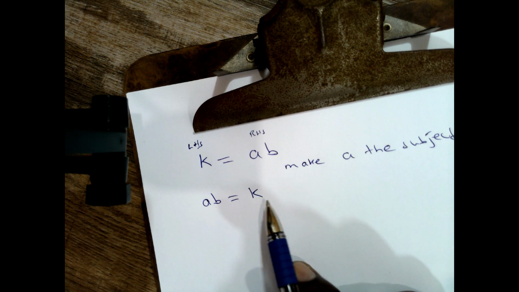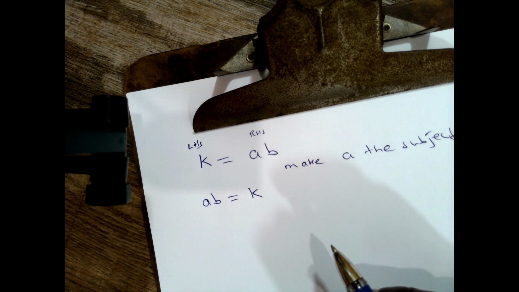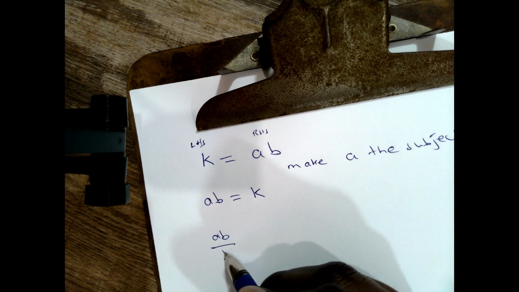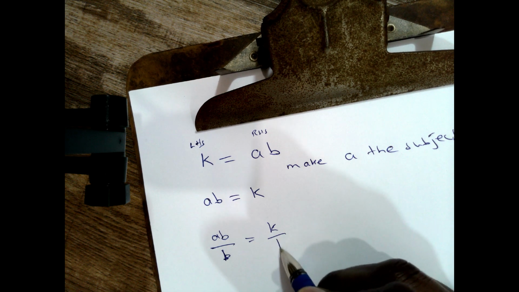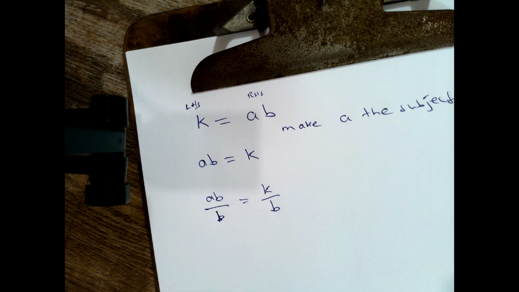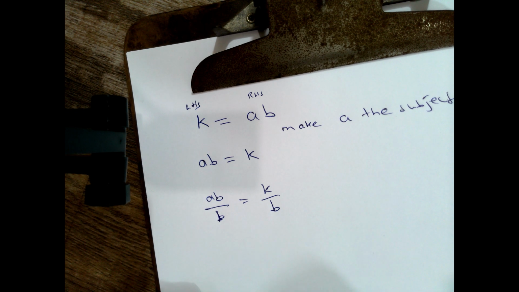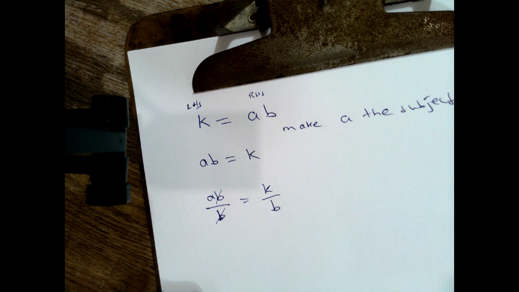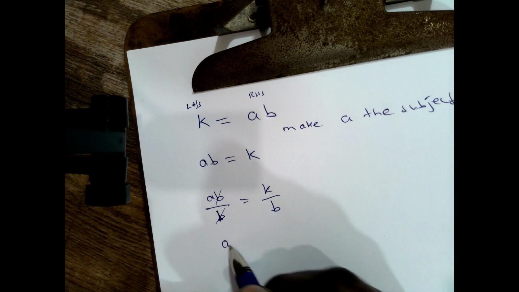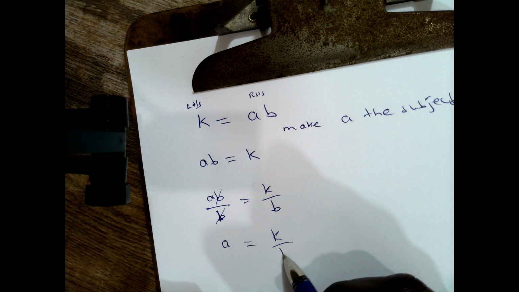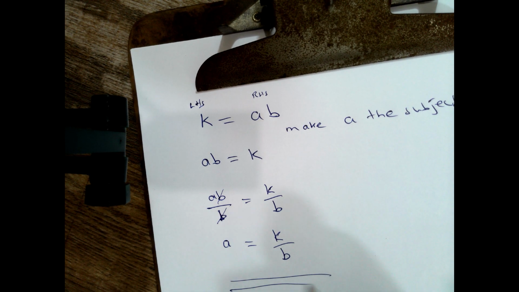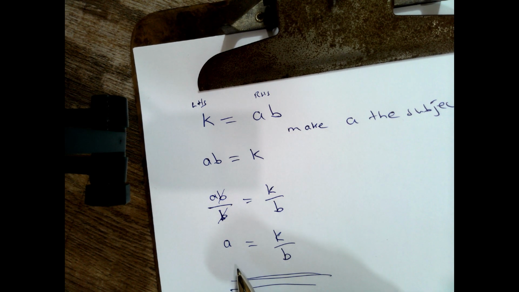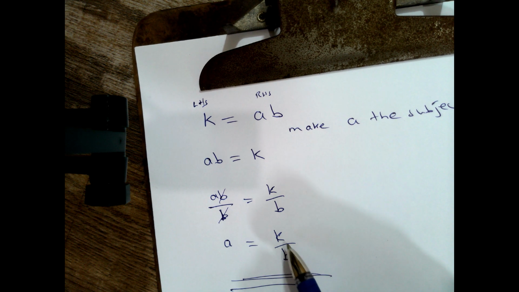Whatever we do on the left hand side, we must also do on the right hand side. So we need to divide both sides by B. AB on B equals K on B. And when we do that, we realize that the B's on the left hand side will be cancelled out, and we end up with A equals K on B, and that is our answer. So A, being the subject of the formula, has been expressed by the expression K on B.